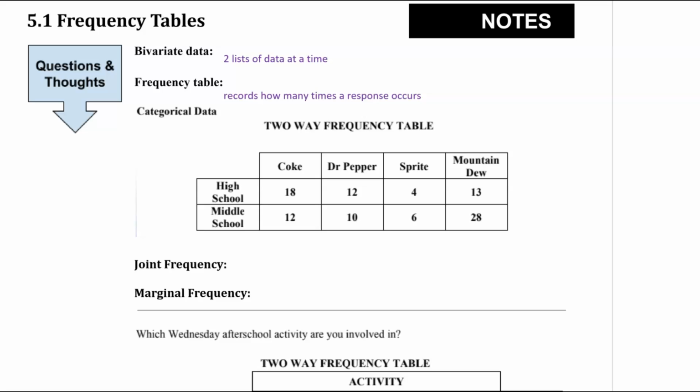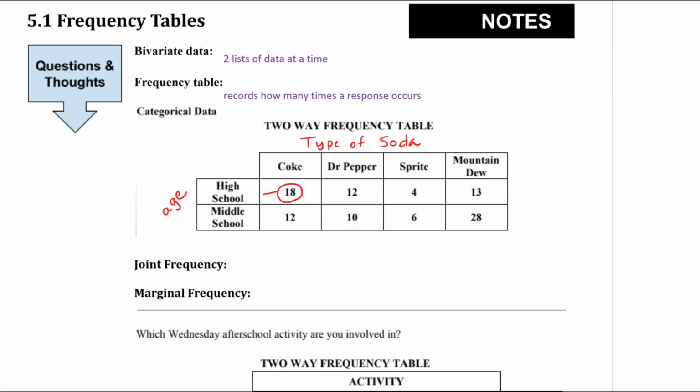This data is often recorded in a frequency table. And the frequency table just tells us how many times a certain response occurs. The data usually comes from giving a survey, and it's called categorical data. As you can see in the two-way frequency table given here, there was a survey given to high school and middle school students about their favorite soft drink.